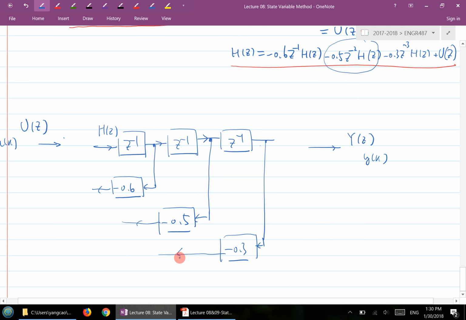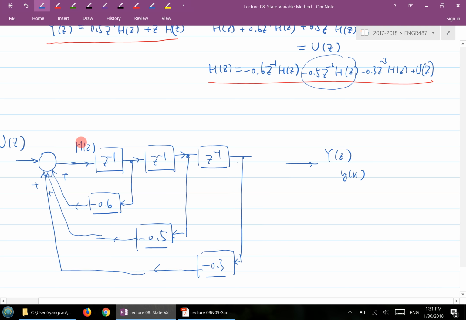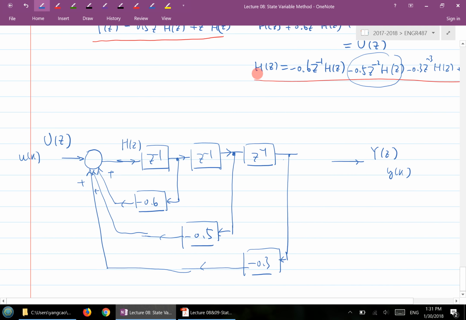Is that good? So now we can put things together. So you see this one plus this plus this plus this plus u over z. So I can form a junction here. So u over z plus this plus this plus this, and that's your h over z basically. Here's your h over z here. Is that good? So that solved this portion here.